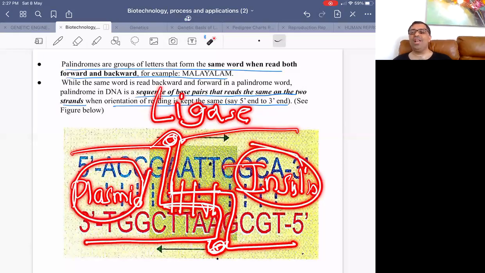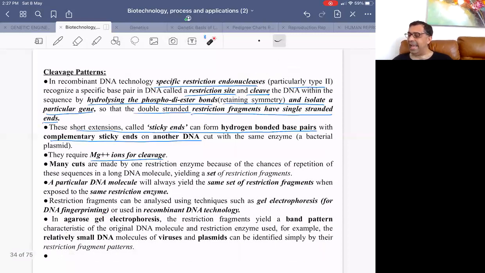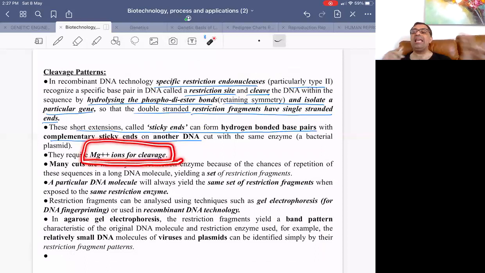Ligase forms the phosphodiester bonds and hydrogen bonds form between bases. An excellent combination is done between the plasmid and insulin, or whichever gene we are using, and this is the way restriction enzymes work. And one more thing to remember: for cutting we need magnesium, for cleavage magnesium is required. So these are restriction enzymes.